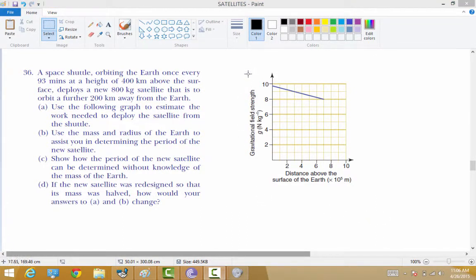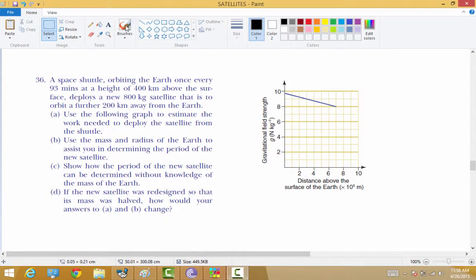Okay, this graph here shows the gravitational field strength of an object which is at a distance away from the Earth. Closer to the Earth, the gravitational field strength is stronger, so we know it's about 9.8 at the surface of the Earth, but as you go further away from the surface of the Earth, the gravitational field strength decreases. So question 3a is asking us to use this graph here to estimate the work needed to deploy the satellite from the shuttle.